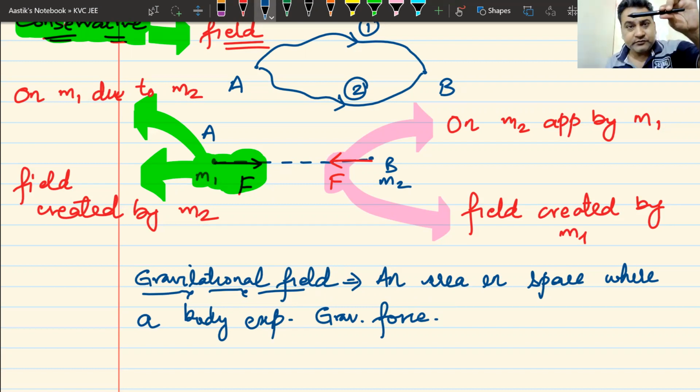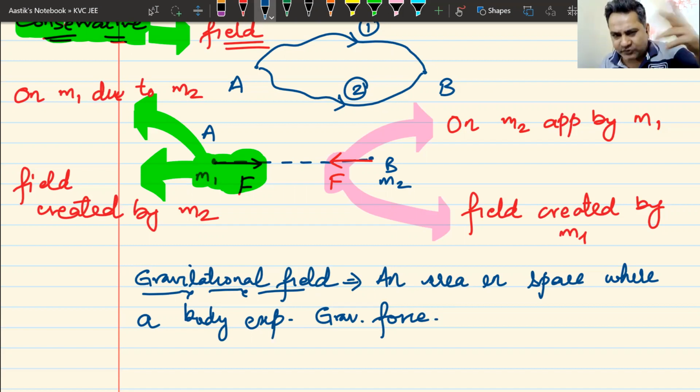See this block, see this pen. If I just leave it, it falls. Oops, it really fell. If I leave it, it falls. We have discovered gravitational field. Yes, here there is gravitational field. And this gravitational field, as we all know, is created by Mother Earth. Gravitational field is an area in space where a body experiences gravitational force.